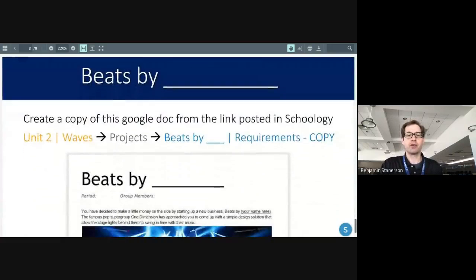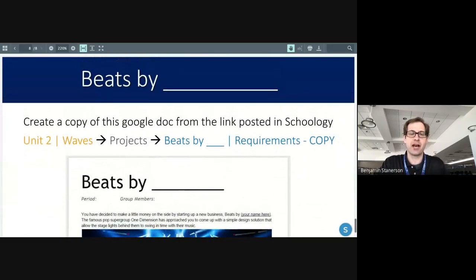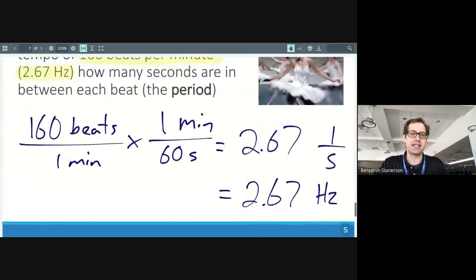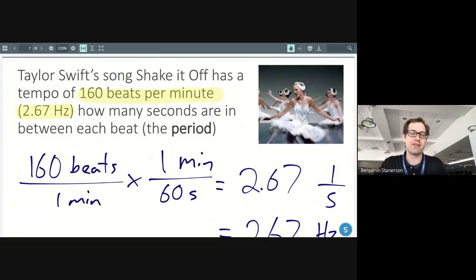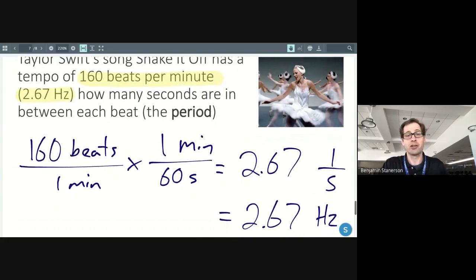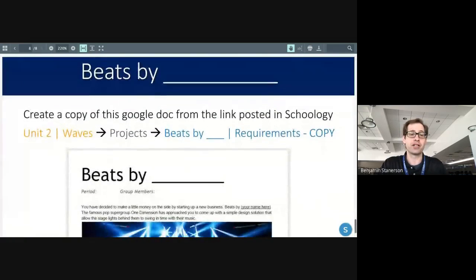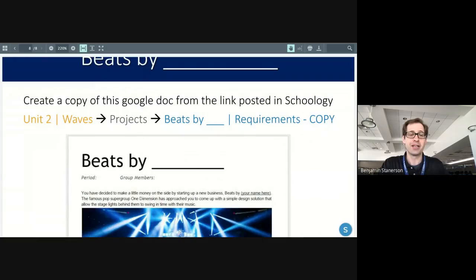All right, so what you're going to do is you're going to use some of these things to help you understand your project in the end. So remember this idea of calculating the beats, maybe come back to this idea of taking the beats per minute divided by the number of seconds in a minute so you can figure out that period. That's what you're going to be looking to do for your final project, your Beats by project at the end.